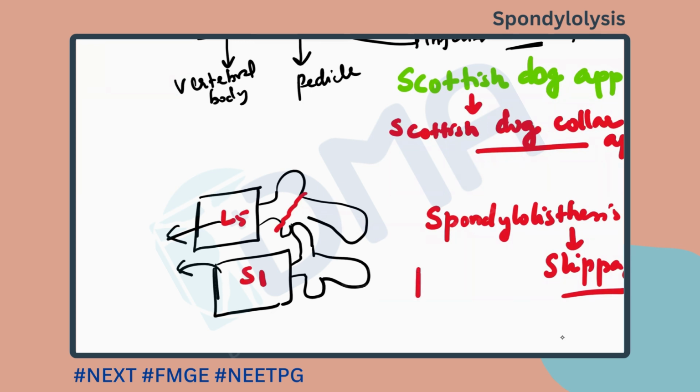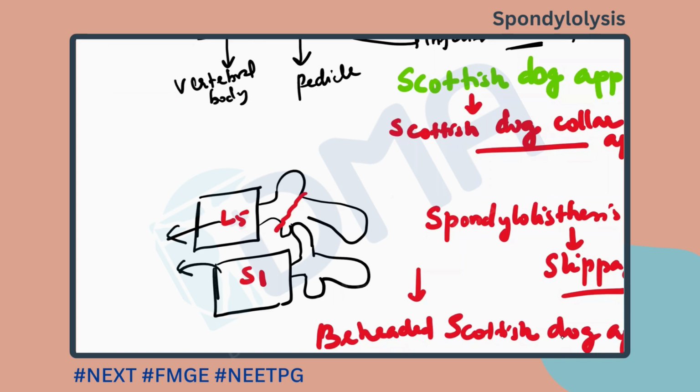In spondylolisthesis, you get the V-headed Scottish dog appearance. Because of the slip, this part moves anteriorly. It looks like the dog's head has been cut off. So this is called the V-headed Scottish dog appearance.